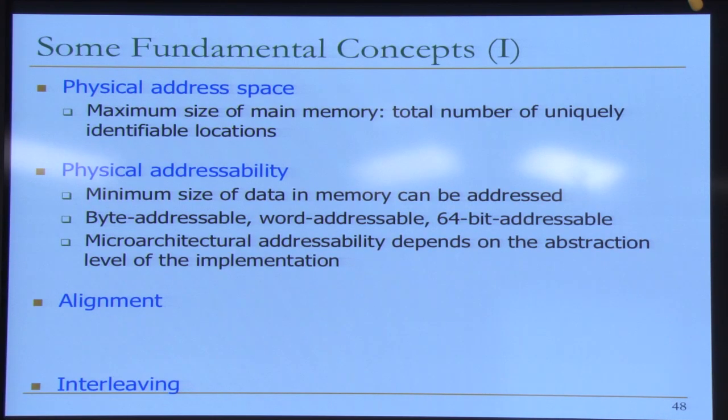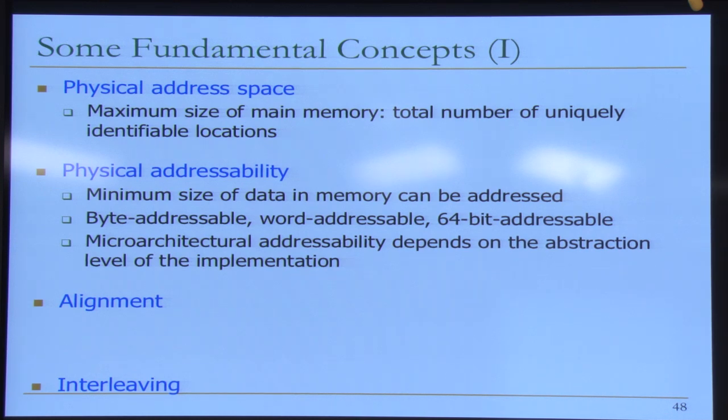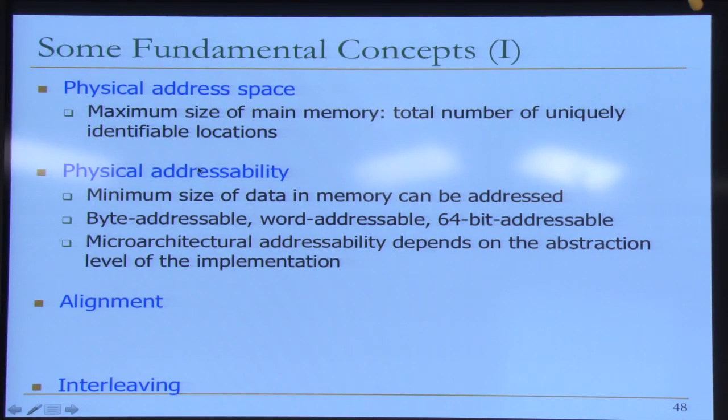We'll get to DRAM subarrays in a little bit. But you cannot just get a bit from DRAM. We've seen this before, right? You activate an entire row. An entire row could be 8 kilobytes, let's say. And then you pick the words later on in the system. So physical addressability is very different from the addressability that's visible to the programmer.